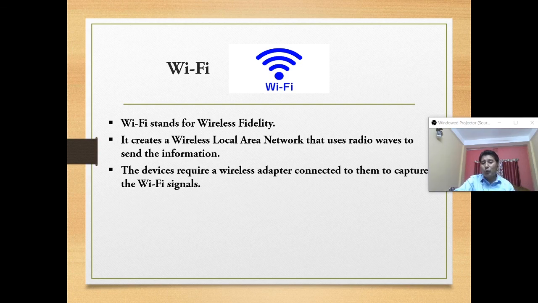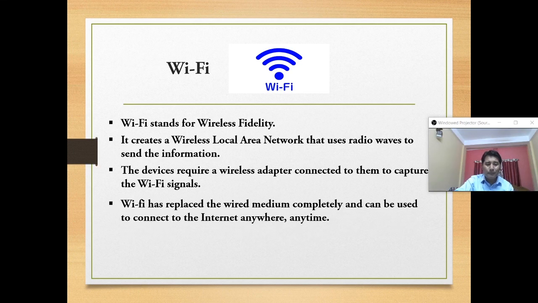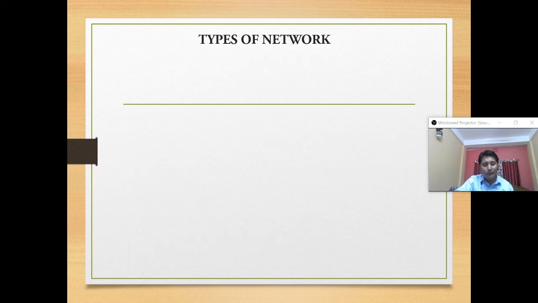The device required is a wireless adapter connected to them to capture the Wi-Fi signal. Nowadays, Wi-Fi has replaced the wired medium almost completely and can be used to connect to the internet anywhere, anytime. But it has a small disadvantage as well, because as compared to a wired network, Wi-Fi, using wireless networks, may not be as strong as the wired network. One can connect multiple devices through Wi-Fi.